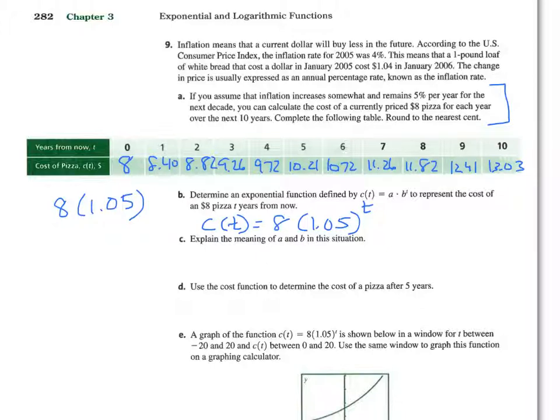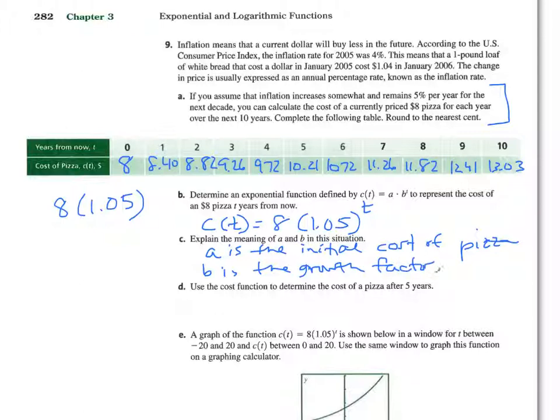So explain the meaning of A and B. So A is the initial cost of pizza. Okay, it's our y-intercept. And B is the growth factor. So this means that the cost is increasing by 5% each year.